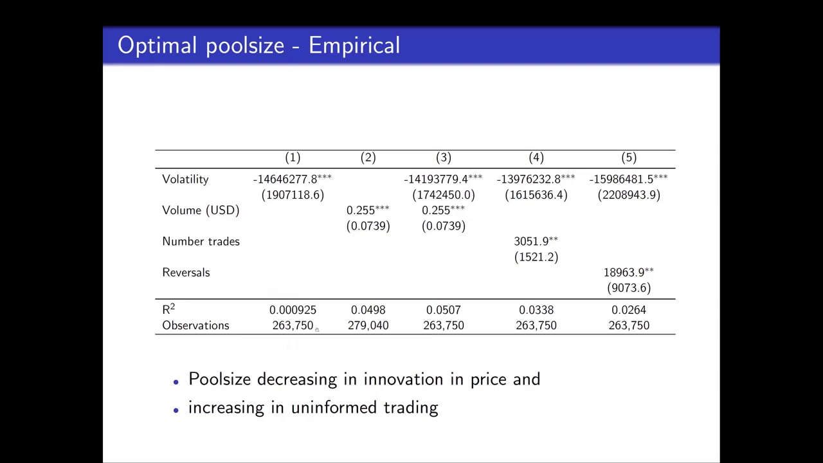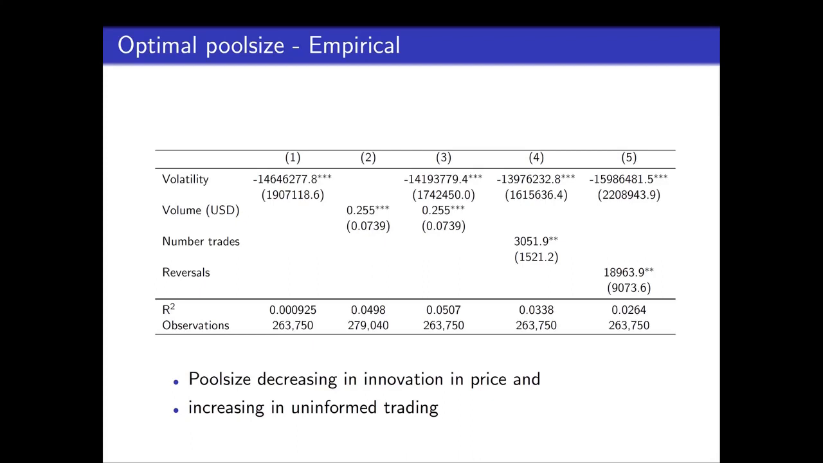One of the predictions of our model was that the pool size is decreasing in the innovation of the price. So by how much can the price change when new information arises? We measure that empirically. We approximate that with volatility. And we do find that the equilibrium pool size actually decreases in the volatility of the token.